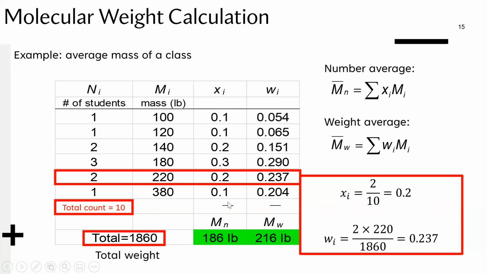So once you've calculated these fractions, now you can calculate the average mass. And the way you do that is you multiply the fraction by the mass. So you've got the products of these two columns and you sum it up and you get the number average. Similarly, you find the product of the weight fraction and the weight respectively, and you sum up all of these products and you get the weight average mass. So it's a pretty simple process, but just make sure that you don't make a mistake in calculating your fractions, because then that would influence your overall result.